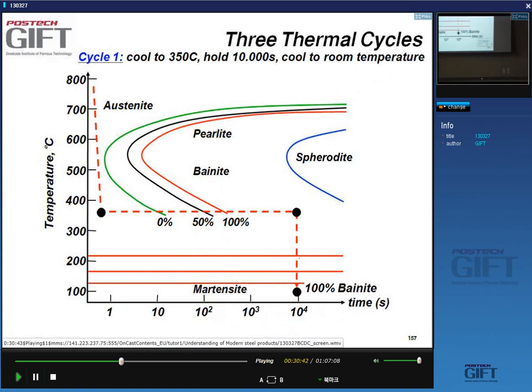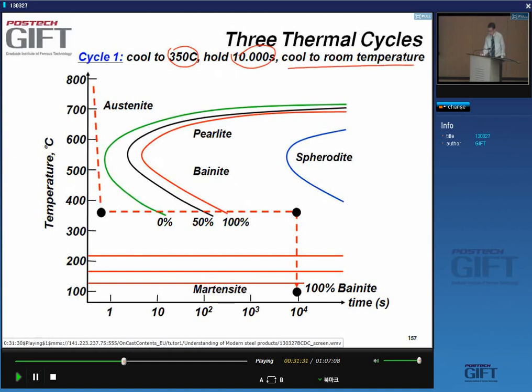All right, so we have discussed quite a few things. Now let's see whether and how these thermal treatments and transformations we have discussed are being used in practice. Let's first test what we know by looking at three thermal cycles and very simple thermal treatments. For instance, if we have a cycle where we austenitize the material, we cool to 350 degrees, we stay there for 10,000 seconds, and then we cool to room temperature, what's the microstructure that we get?